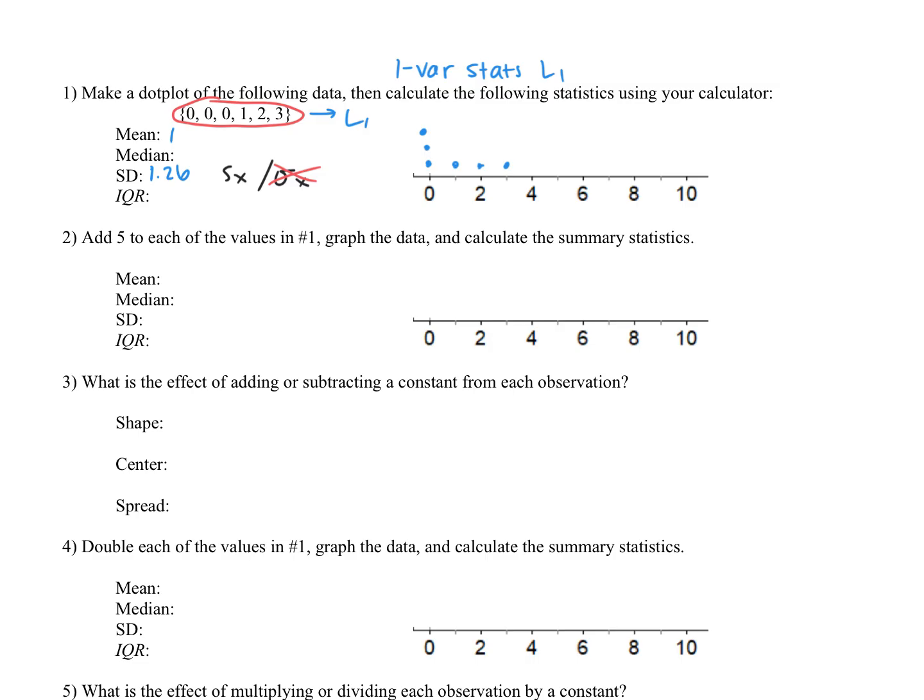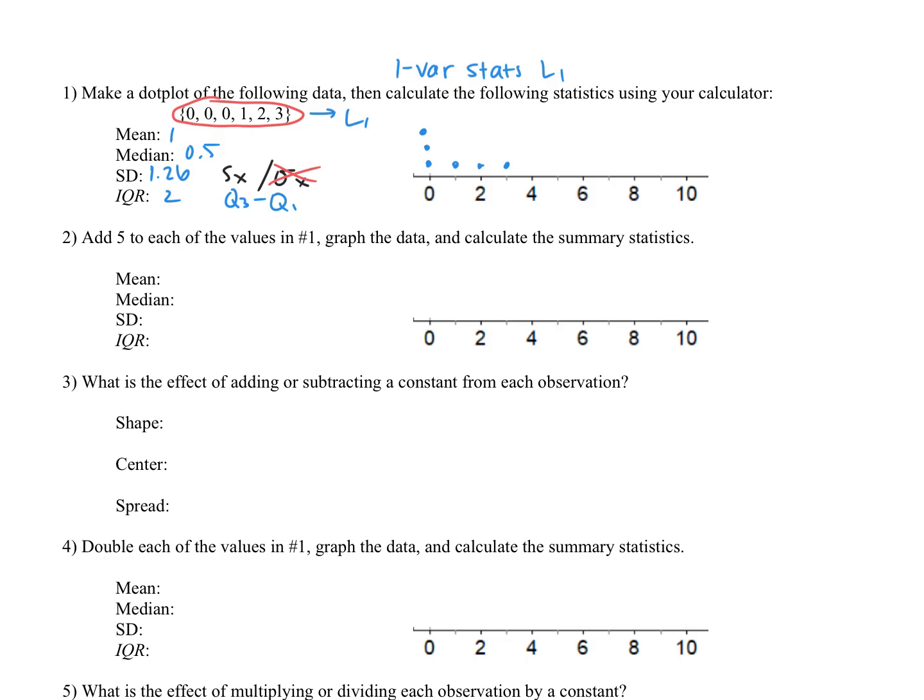If you then scroll down, you should see the 5-number summary. So the median is 0.5. IQR is not listed. You should see, though, Q3, and you should see Q1, and if you subtract them, you get 2. We good on that?